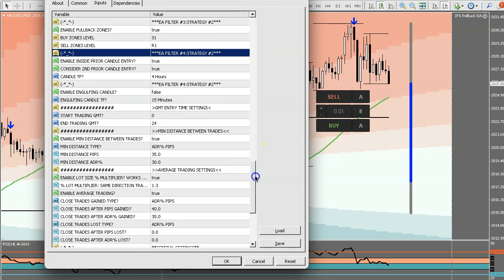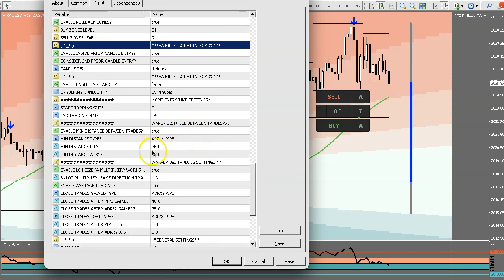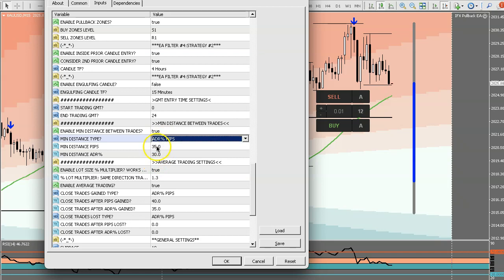Now, we also have minimum distance between trades. So if by any chance the market entered for us once, but price happens to go against us, then we can tell the EA to enter again for us in between the first trade, okay? We can choose whether ADR or regular pips. So enter in between 30 pips or 50 pips, or whatever pips in between, to make a second entry so we can average down those trades, okay?